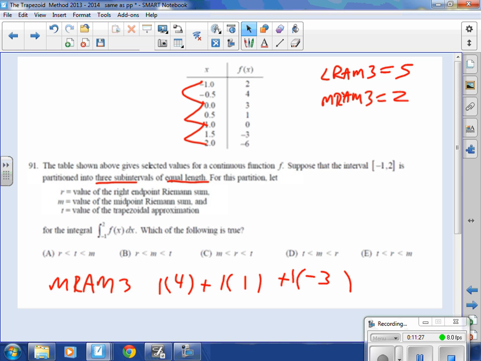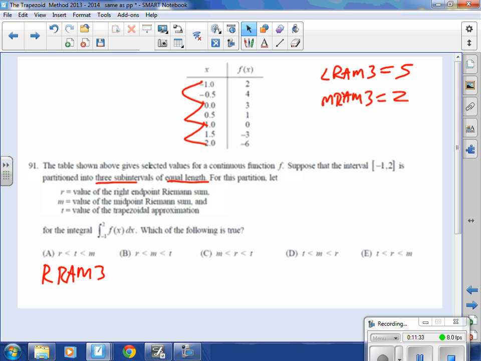All right, Cody, we'll fix it right now. Let's do RRAM 3. How wide is each rectangle? 1. And if we're doing RRAM, how tall is the first rectangle? 3. Second rectangle? Third rectangle? So RRAM 3 turns out to be -3.